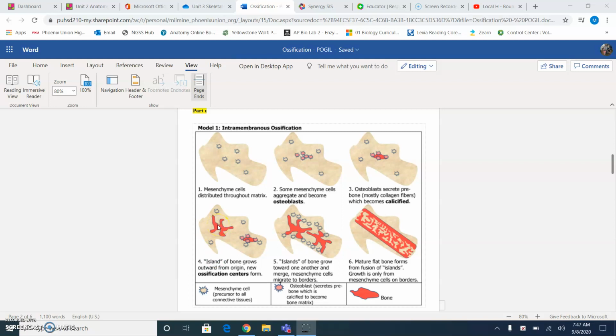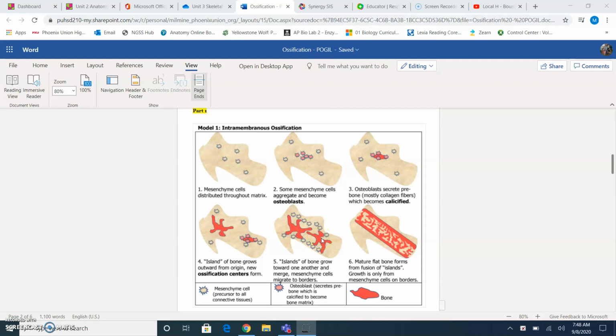As this happens, more and more new ossification centers form. Looking at this image, I don't exactly know what an ossification center is, but I can infer it's another one of these, because it's talking about new ones forming. This one had been formed already. This one I can see something new is forming. This must be the ossification center. So we can conclude that the ossification center is these osteoblasts secreting prebone, which becomes calcified, which then becomes bone, and then it continues to expand outwards, forming more and more islands, as we see in step 5.